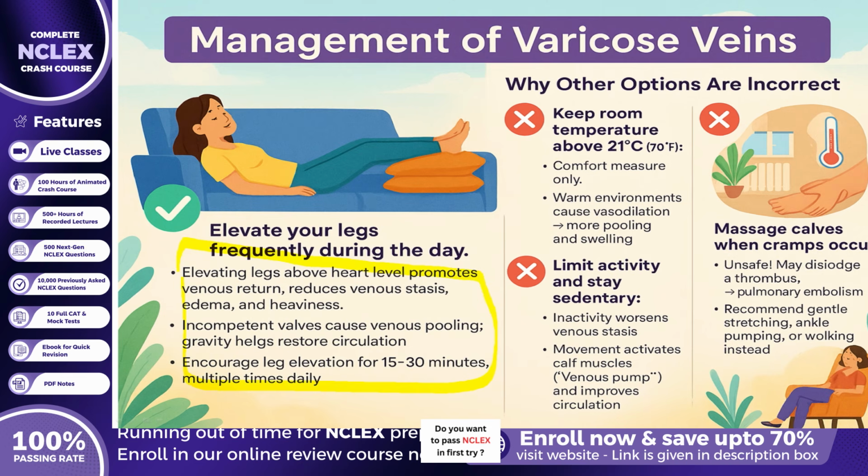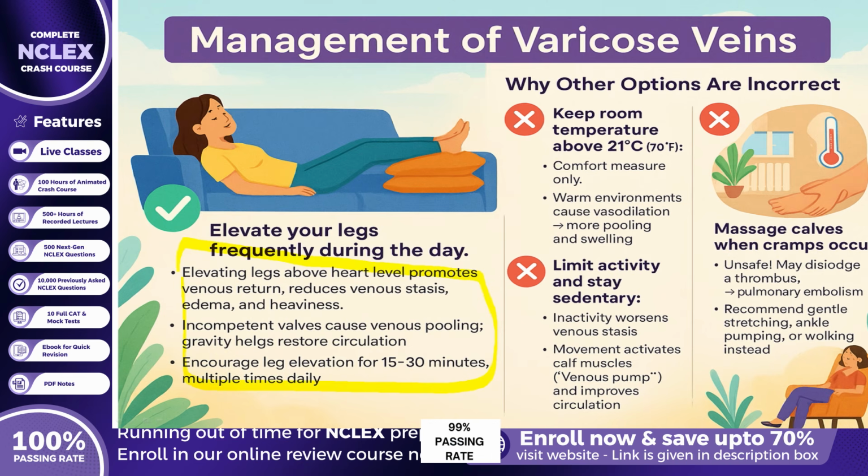Transitioning to option B, keep the room temperature above 21 degrees Celsius or 70 degrees Fahrenheit. It may sound comforting, but has little physiological effect on venous return. In fact, a consistently warm environment might cause excessive vasodilation, which can worsen venous pooling and edema rather than relieve it. Comfort measures are important, but they do not directly address the circulatory problem.